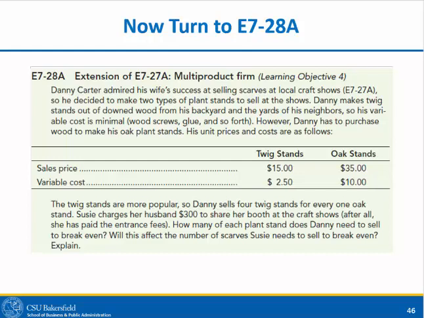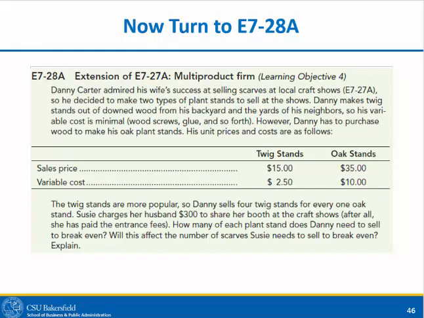So let's take a look at the first question, how many of each plant stand Danny needs to sell to break even. So to me the question is we need to find out what the contribution margin per unit is. Of course you cannot have a simple one. It's going to be a weighted average contribution margin per unit first. Then from there you're going to find how many stands you have to sell. Then you're going to use the sales ratio to figure out how many twigger stands and how many oak stands you need to sell. So that's the idea here.